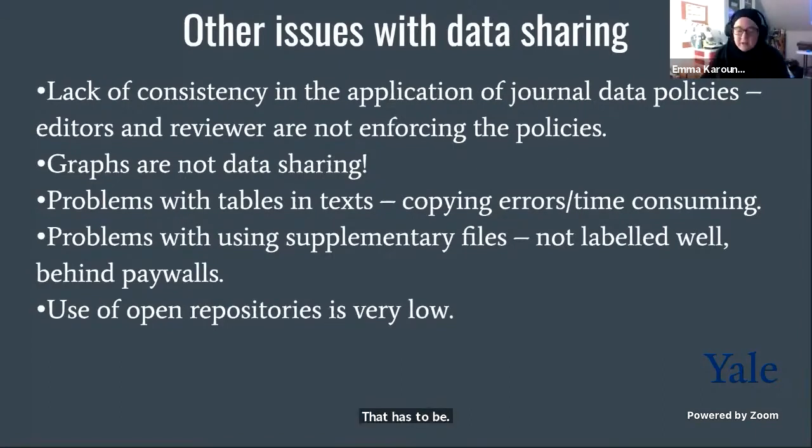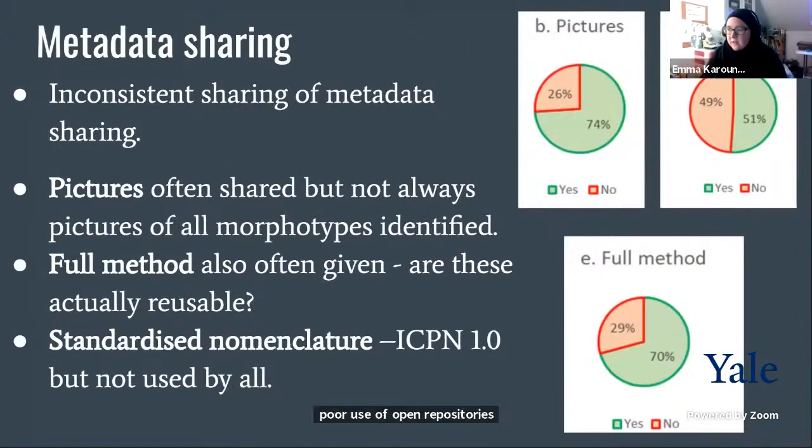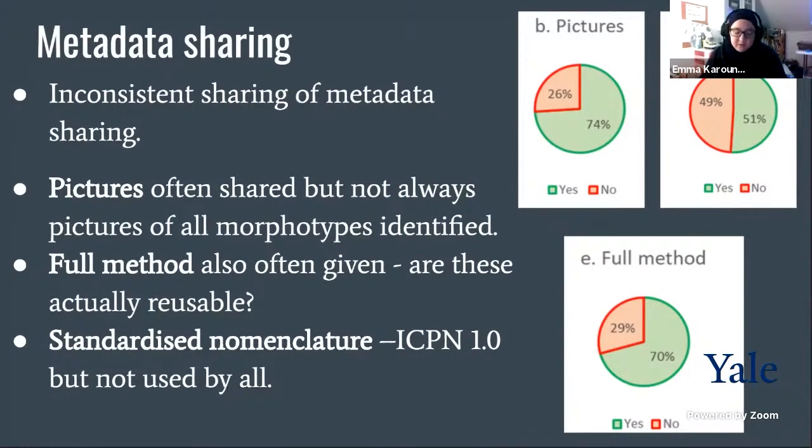Then I went on to look at metadata sharing, and I found that this was pretty inconsistent. Pictures were often shared, in most of the articles, I think 74%, but not all pictures were included for all of the different phytolith morphotypes identified in the study. This is something that does need to be improved so we can look at identification across different studies.